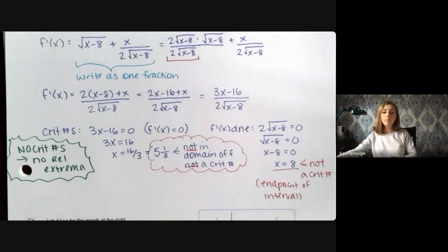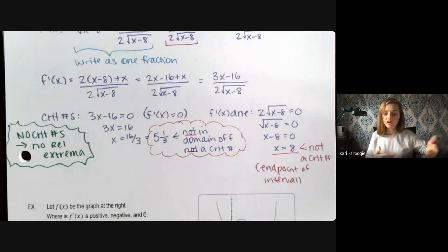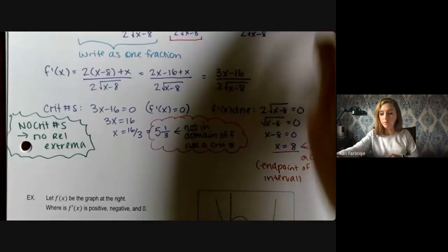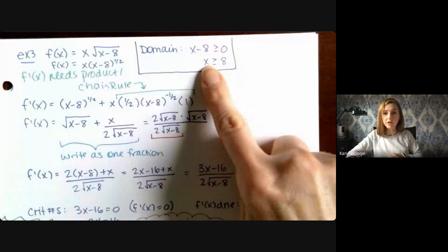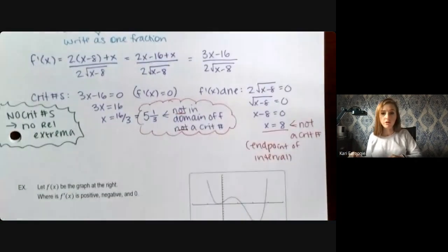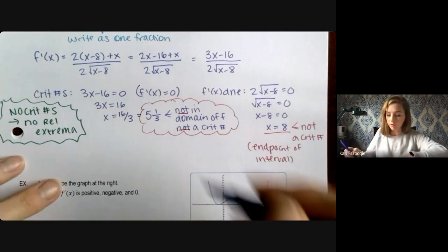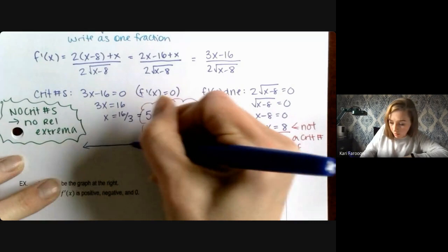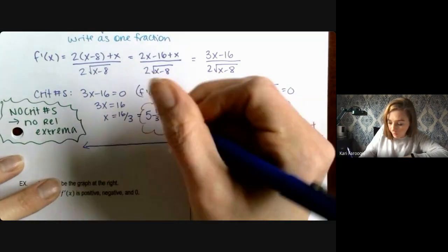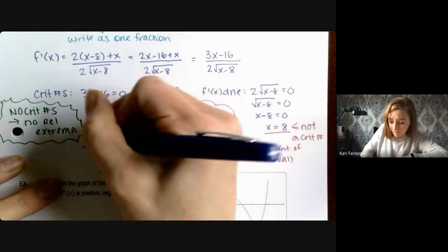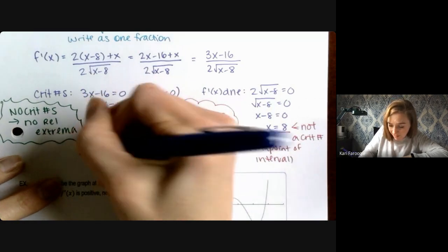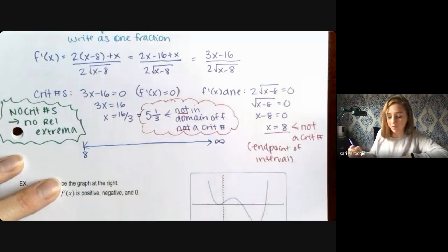Okay. But we're going to set up a sign analysis just covering the whole interval from 8 to infinity. Our domain is any value of x that's greater than or equal to 8. We're going to start our sign analysis at 8 and just go up to infinity. So it looks like this. It starts at 8. It moves its way up towards infinity.